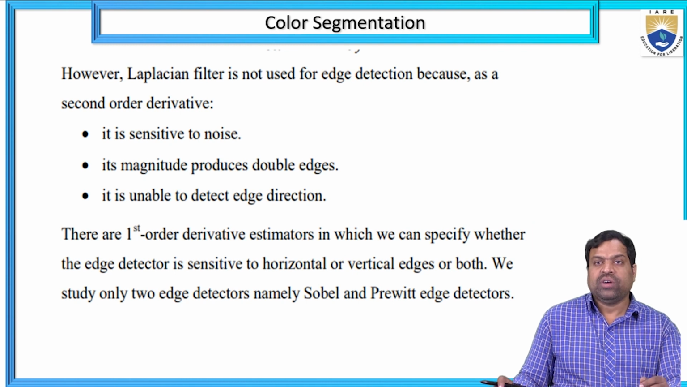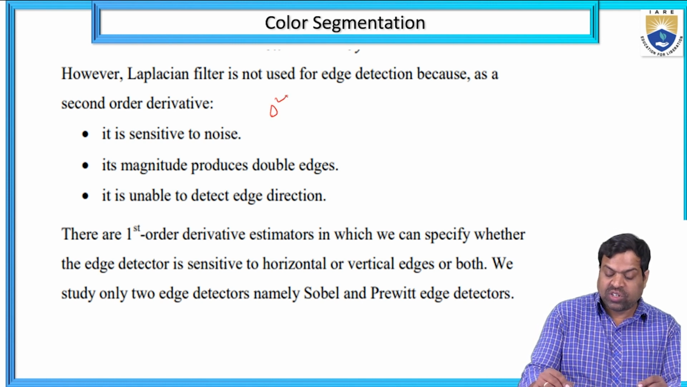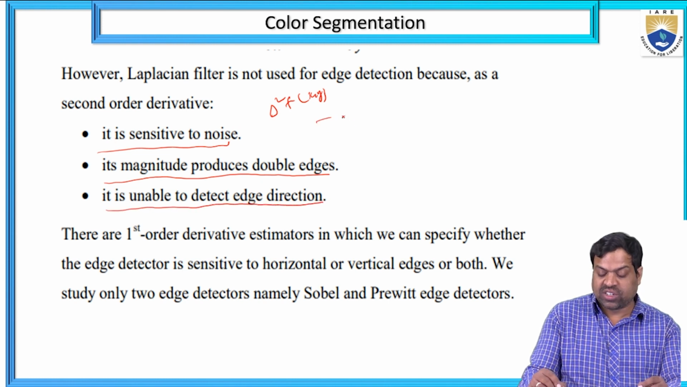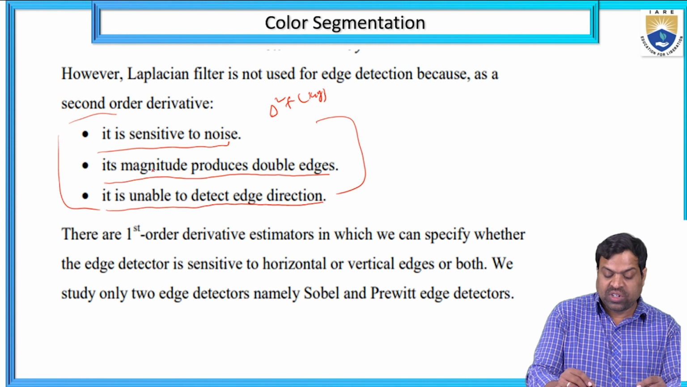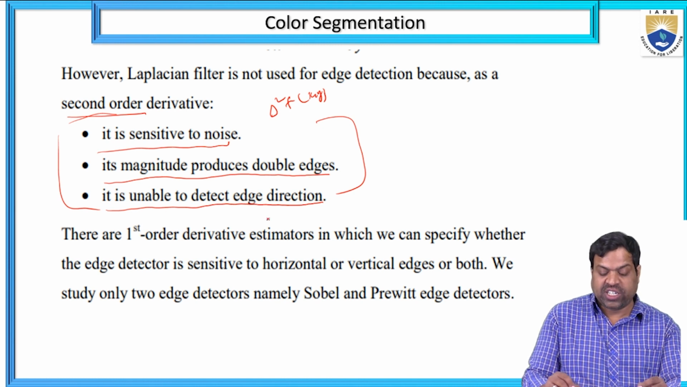However, the Laplacian filter is not used in edge detection because, as a second order derivative, ∇²f of x comma y, it is sensitive to noise. Its magnitude produces double edges. It is unable to detect edge direction. So these are the 3 problems. When I am going for the second order only, it is sensitive to noise, its magnitude produces double edges, and it is unable to detect edge direction.